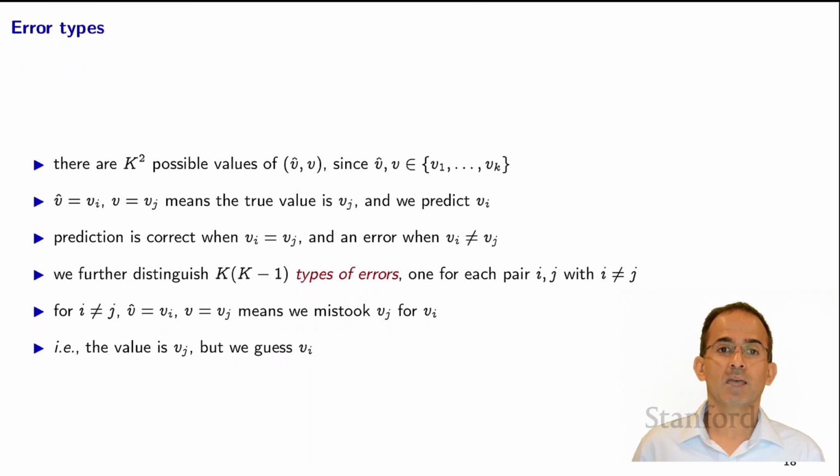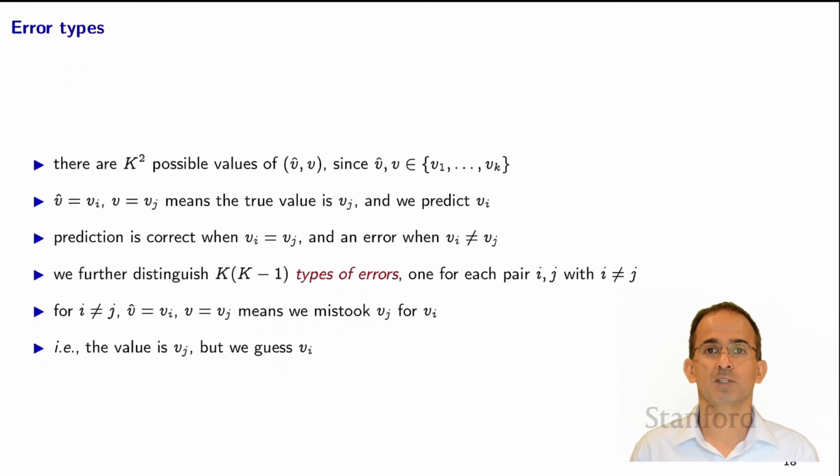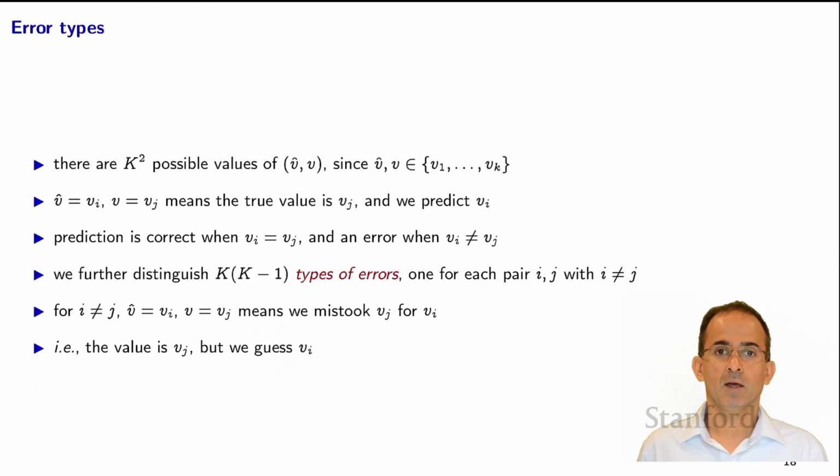So there are k different ways in which we can make a correct prediction. If we predict v1 and the truth is v1, that's correct. If we predict v2 and the truth is v2, that's also correct. But there's also a bunch of different errors. If we predict v1 but the truth is v2, then that's an error. But there's a different error where the truth is v2 and we predicted v3. So there are k times k minus 1 types of errors, one for each possible pair where i is not equal to j.